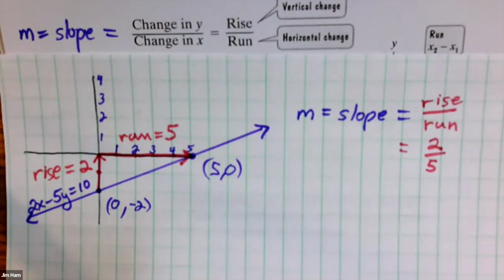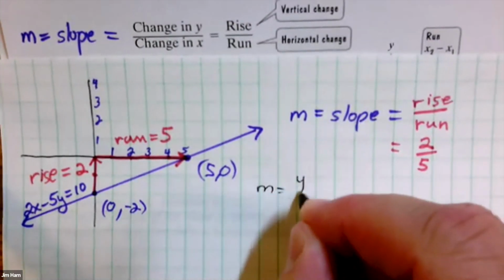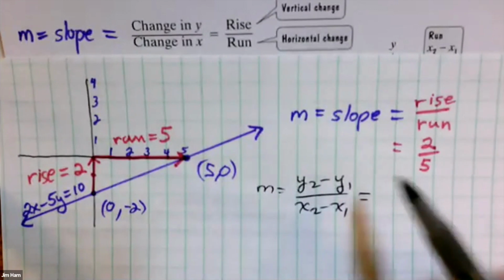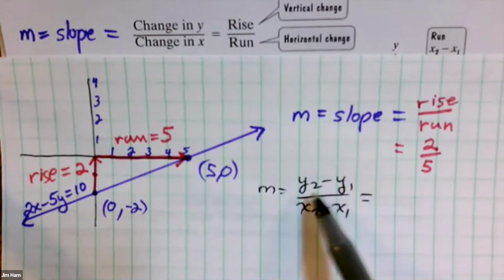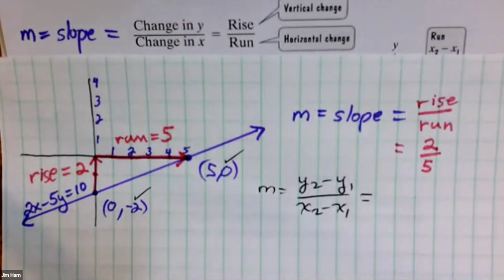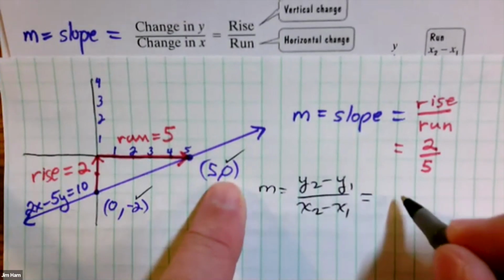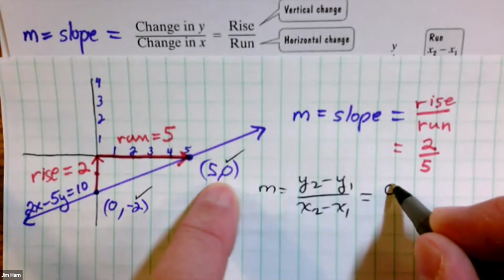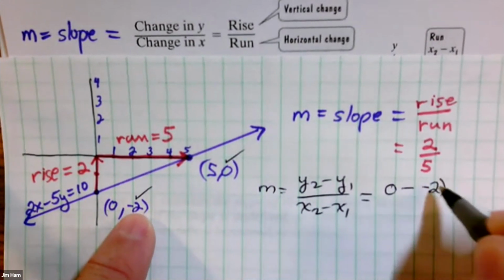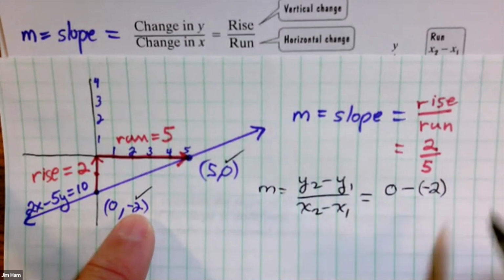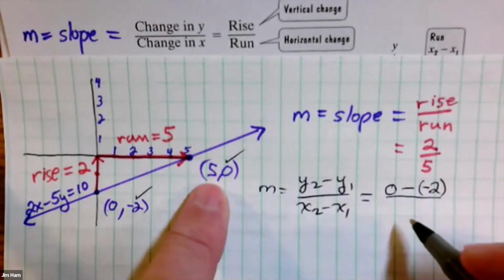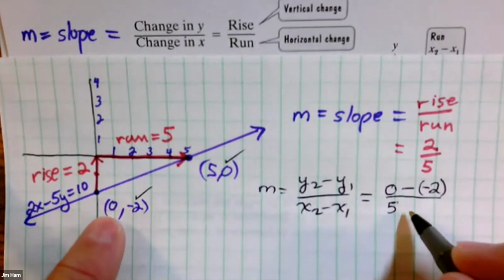Now, you also see this formula, y2 minus y1, all over x2 minus x1. So this means you subtract the y coordinates on top. So here are the y coordinates, and we're going to subtract them on top. So let me start here with a 0. I'm going to take this y coordinate, and I'm going to subtract this y coordinate, but that y coordinate is negative, so it's going to look funny, minus a -2. And then we're going to do the x's in the same order. So this was my first point, so I'm going to take 5 and then subtract the 0.